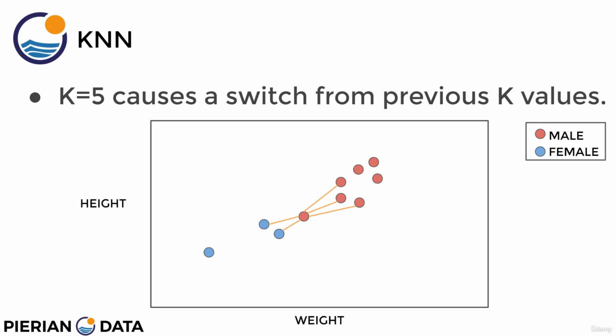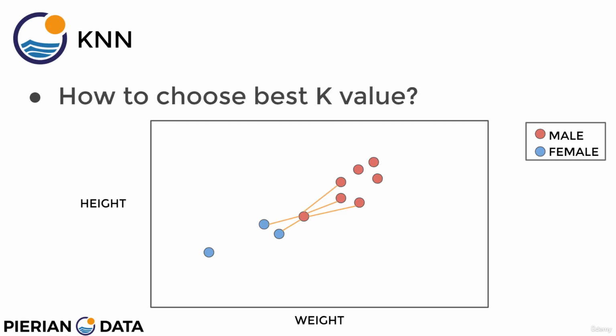So k is equal to 5 could cause a switch from previous k values. You'll notice that as we increase k, we're actually more likely to hit upon more male points than we are on female points. So what do we do in this case? Are we okay with just expanding k? Is that going to lead us to a more accurate algorithm? What we need to do is figure out, how do we actually choose the best value of k?